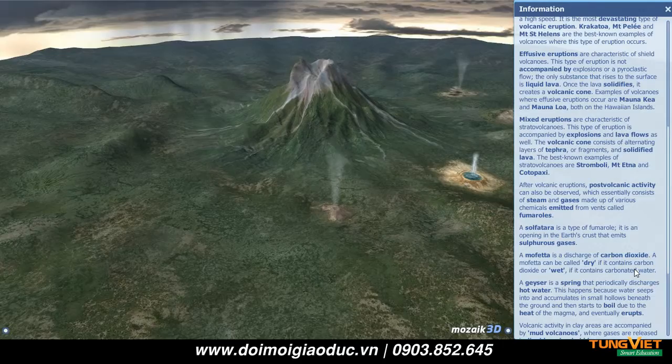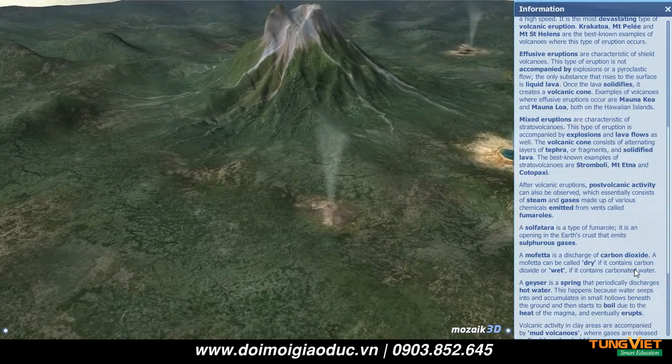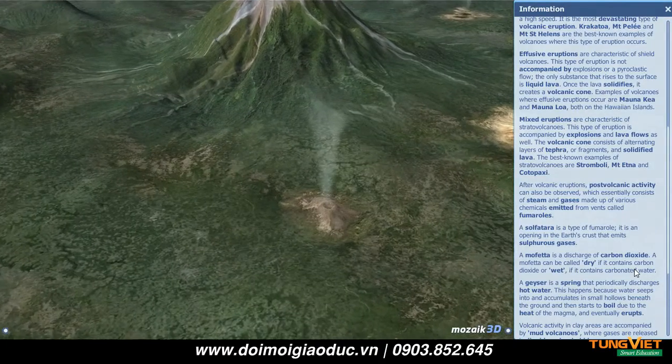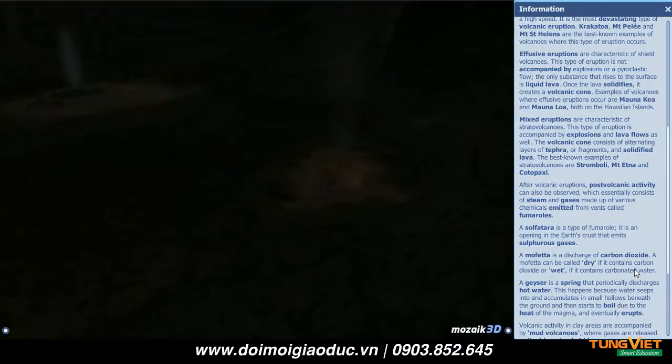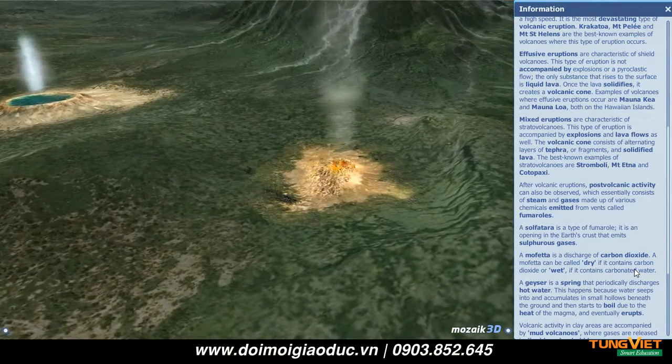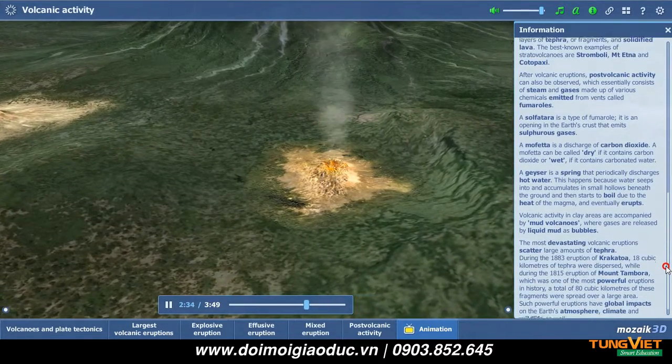After volcanic eruptions, post-volcanic activity can also be observed, which essentially consists of steam and gases made up of various chemicals emitted from vents called fumaroles. A solfatara is a type of fumarole. It is an opening in the Earth's crust that emits sulfurous gases.